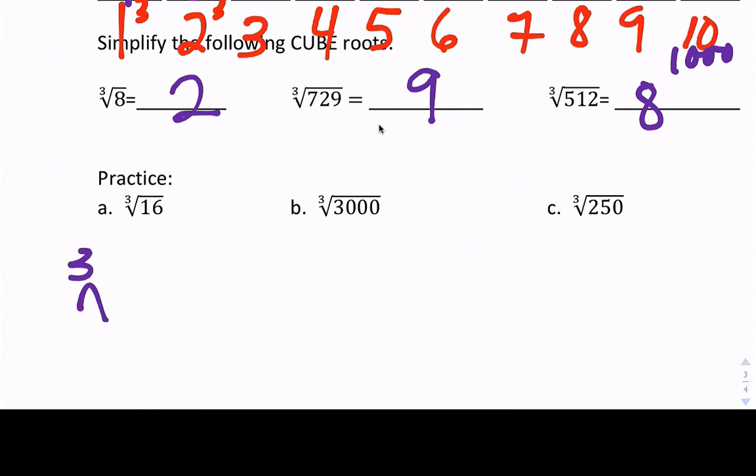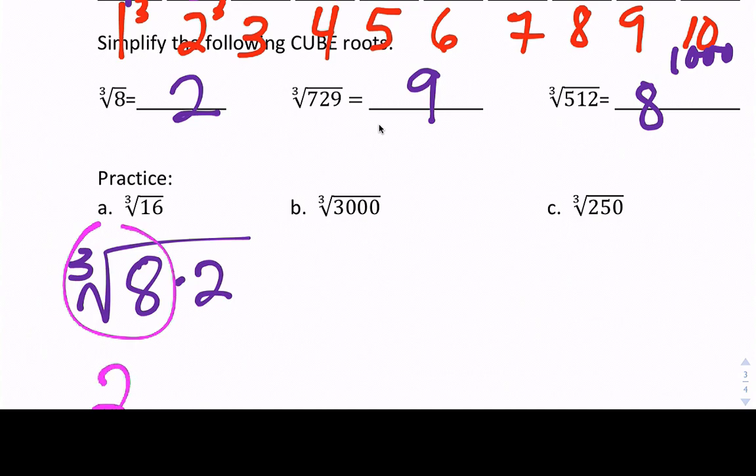So if we take a look at this one, what's the biggest cube number I can divide 16 by? It's 8. So you write this as 8 times 2. Then pull out your perfect cube. So I'm just going to circle what I'm going to pull out. I know that the cube root of 8 is 2. So we have 2 times the cube root of 2. And there's your answer. Let's try the next one.